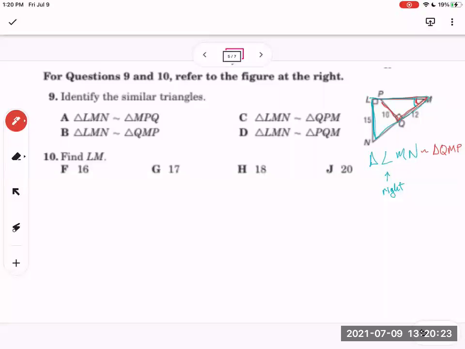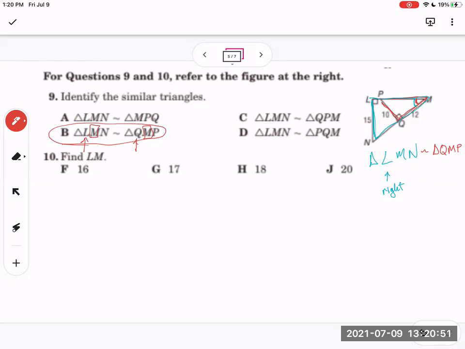Does that make sense? So LMN is congruent to Q. Notice you have to make sure you write it correctly. So it's going to be B. LMN is congruent to QMP. This was my right angle. So was the L. M was the same on both of them. And then the other one is that third letter. Does that make sense? Yep.